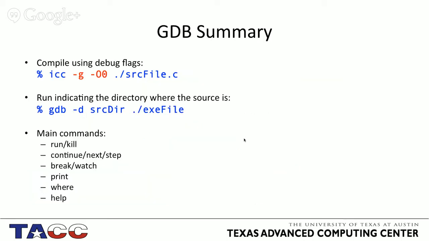Okay, so for now, that's all I'm going to say about GDB. We're going to have a short lab where you'll get to play with it. But in general, compile with -g and -O0. That's your first step for debugging. And then you can run GDB and walk through it.